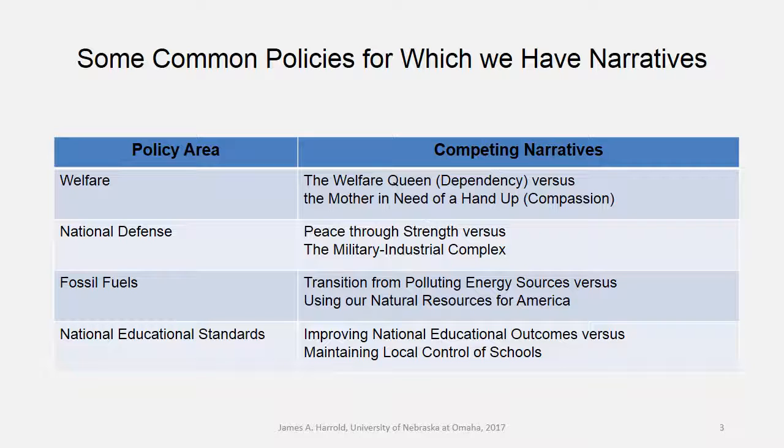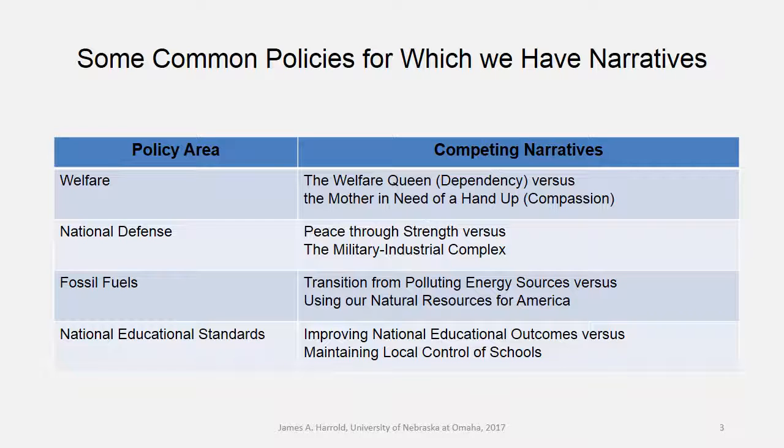So, welfare. We have this story of a term that was actually used by lawmakers, the welfare queen, which tells a story of dependency, of a single mother who depends on government welfare as a form of making a living. In fact, that story connotes generational poverty and generational dependence on government, versus another, competing narrative that we're really talking about a mother in need of what is called a hand up, or compassion towards our fellow human.